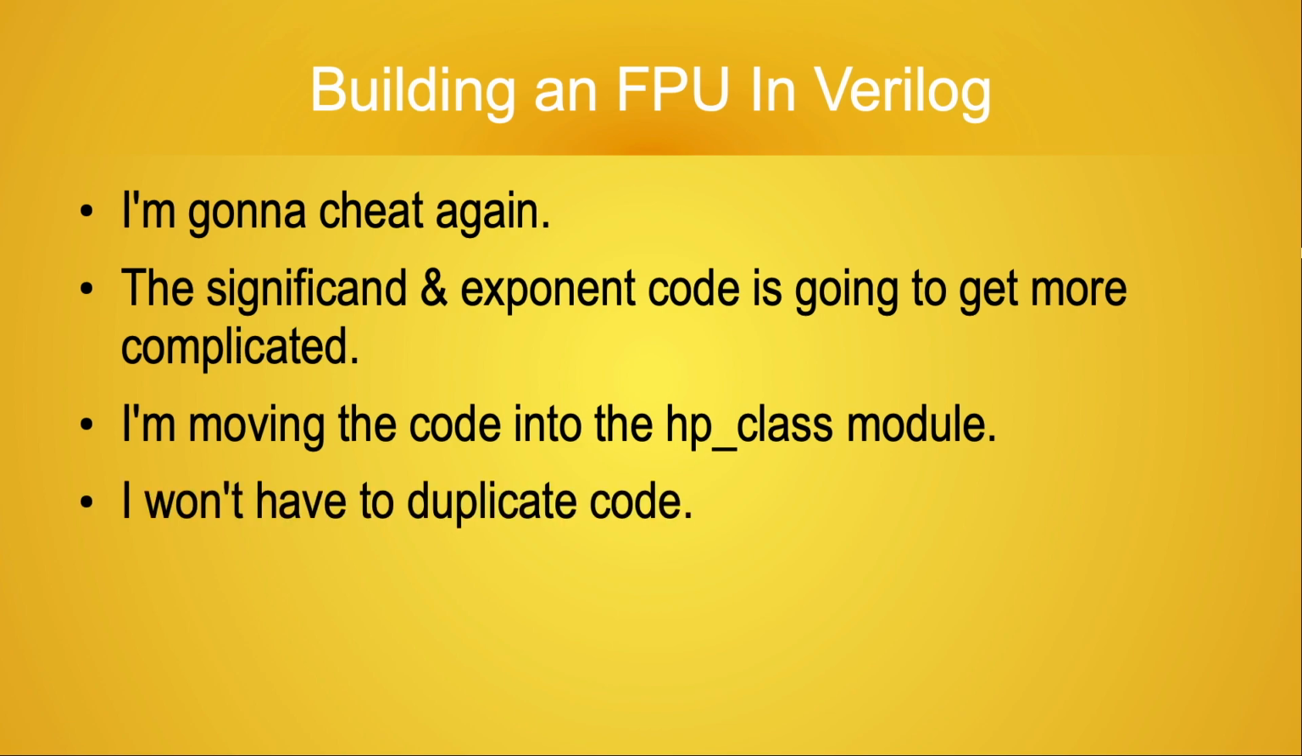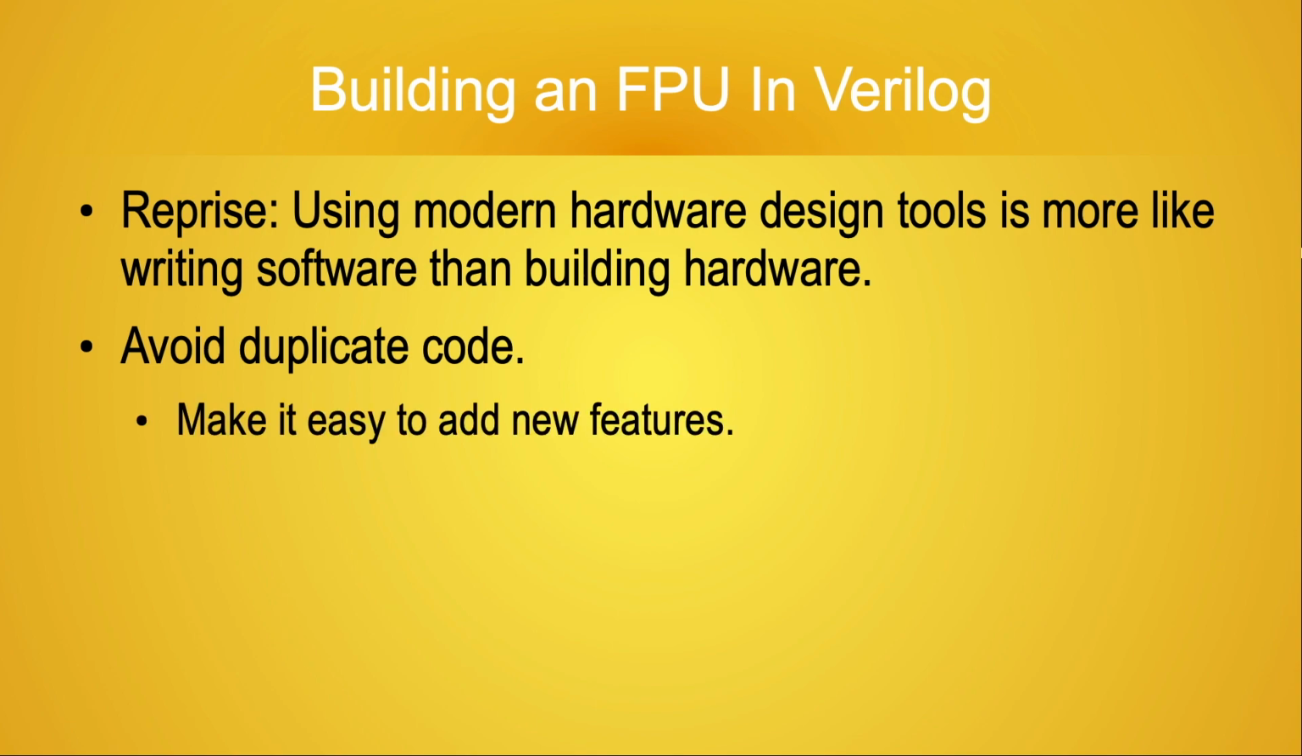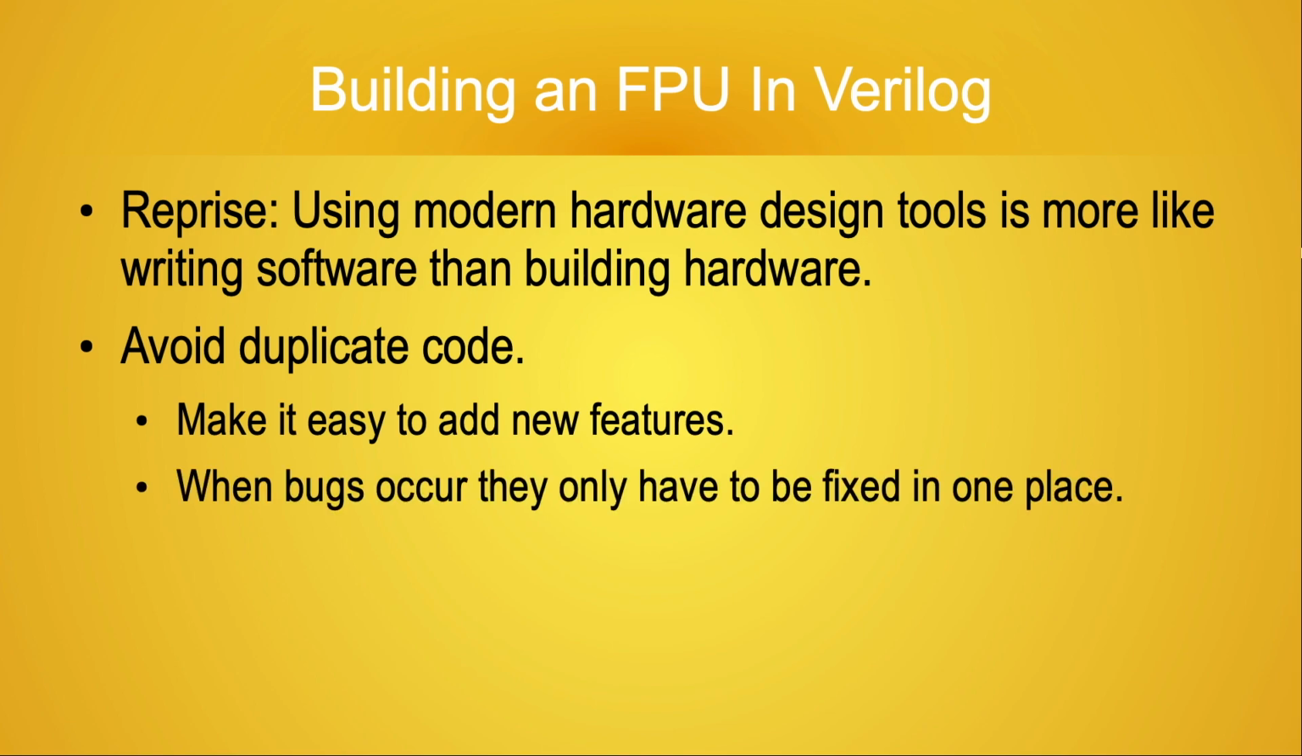This way I won't have to duplicate the code. This is one of the recurring themes of this series. Using modern hardware design tools is more like writing software than building hardware. Good software engineering practice dictates the avoidance of duplicating code. When new features are to be added, and there will be new features added to this code, or when bugs are found, and I still produce bugs, the code only has to be fixed in one place.